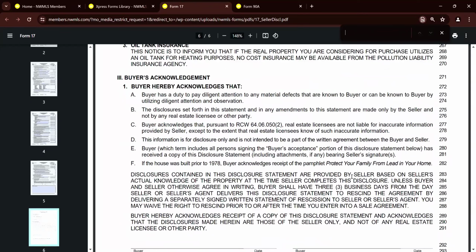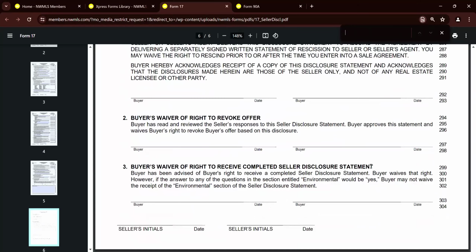Oh, there it is. Because it's in parentheses, it couldn't find it, or maybe it would have. "Buyer shall have 3 days from the day seller or seller's agent delivers this disclosure statement to rescind the agreement by delivering a separately signed written statement of rescission to seller or seller's agent. You may waive the right to rescind prior to or after the time you enter into a sale contract." So if your buyer signed on line 292, acknowledging receipt only, then this is still preserved.